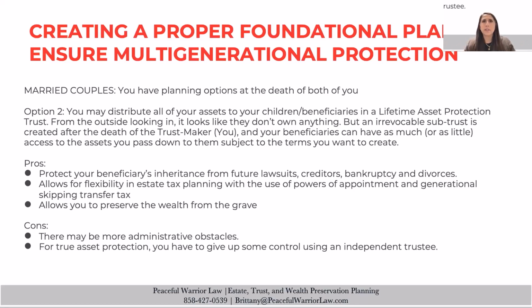And so with this type of asset protection planning for your beneficiaries, from the outside looking in, if I were to do an asset search, it would look like your kids don't own anything, because it never moved into their name. They are just the beneficiaries of a subtrust in your estate plan. So the pros of this are that you protect your beneficiaries' inheritance from future lawsuits, creditors, bankruptcies, and divorces. It allows for flexibility in estate planning with the use of powers of appointment and generation skipping transfer taxes. And it allows you to have some control from the grave.